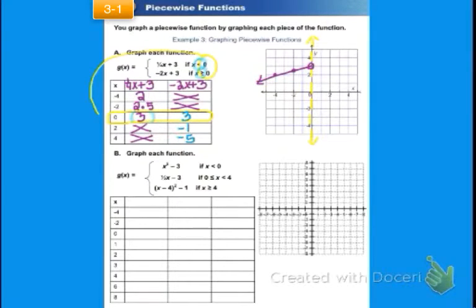So I'm going to plot these points for that graph. So at 0, it's going to be 3. This time that's a solid dot. That's why I used a different color here. So you can see that the solid dot is the blue graph, the one that's going to be to the right. And at 2, it's -1. And at 4, it's -5, way down here.